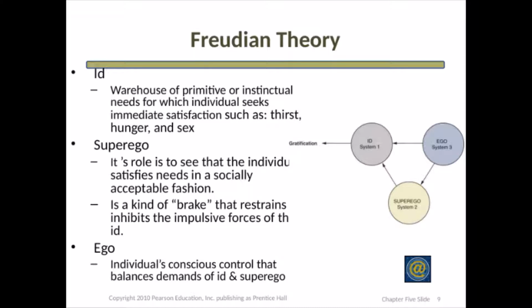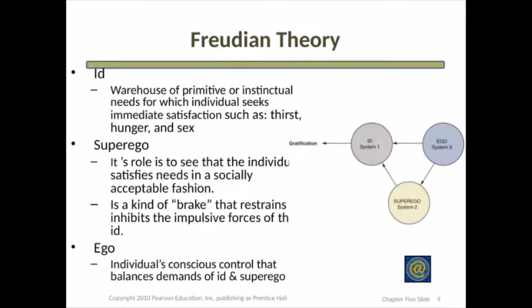The second one is the superego. This system in Freud's theory holds that individuals need to fulfill their needs, but in a socially accepted manner. So although I have some needs, I need to express them in a socially accepted manner, according to morals, ethics, and ethical codes of conduct.